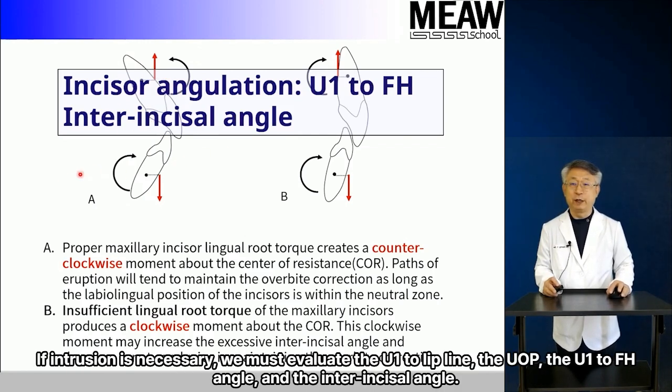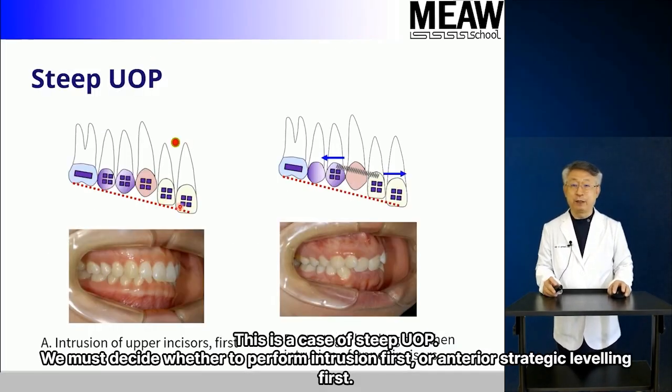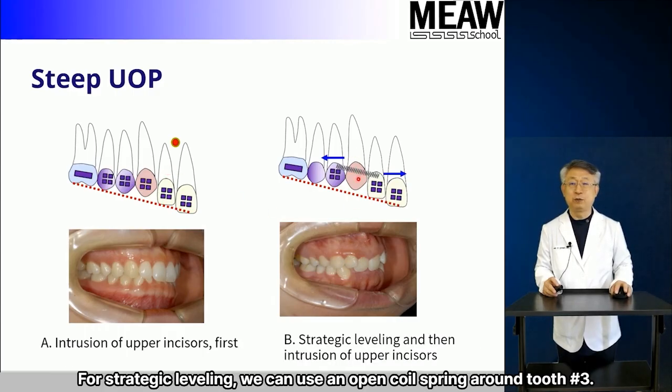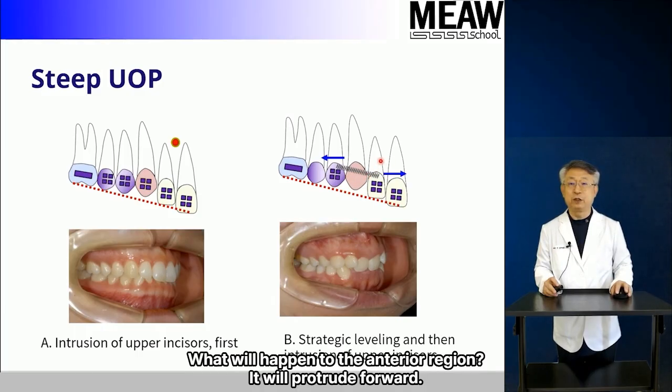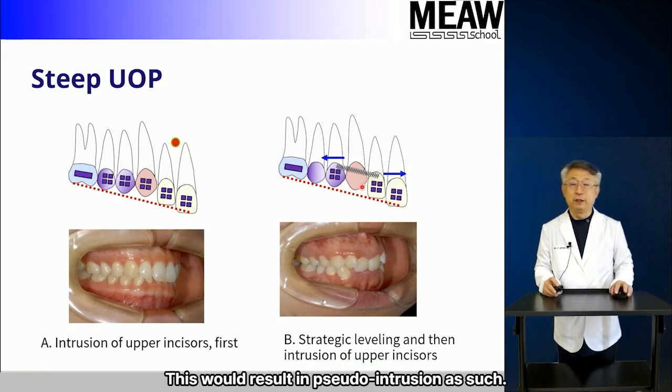If intrusion is necessary, we must evaluate the U1 to lip line, the UOP, the U1 to FH angle, and the interincisal angle. This is a case of steep UOP. We must decide whether to perform intrusion first or anterior strategic leveling first. For strategic leveling, we can use an open coil spring around tooth number 3. What will happen to the anterior region? It will protrude forward. This would result in pseudo-intrusion as such.